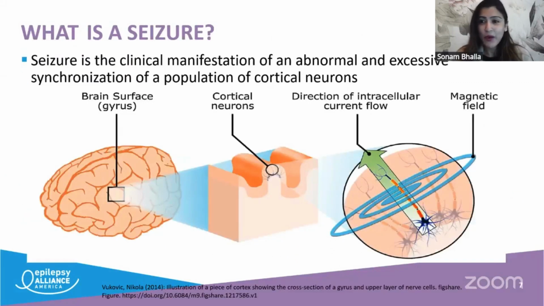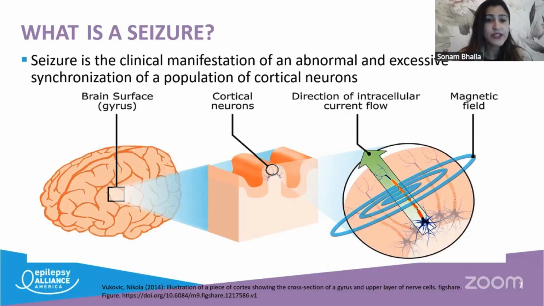Coming to what causes this epilepsy, and like I said, what does this epilepsy do really? It really increases your risk for having a seizure. So what is a seizure? A seizure is a clinical manifestation, a symptom that you may see on the surface, that comes from an abnormal, excessive synchronization of different neurons in the brain.